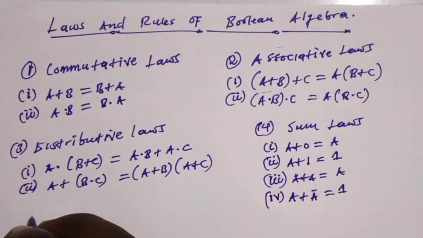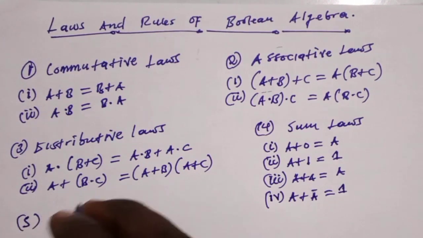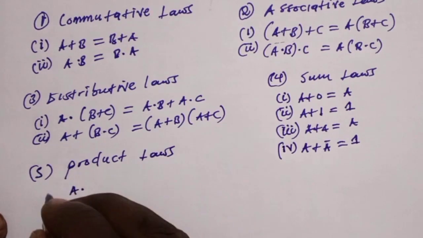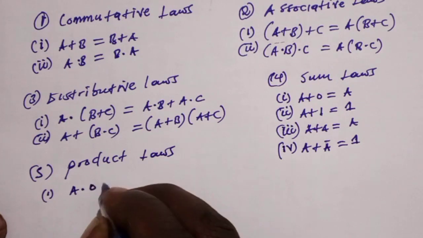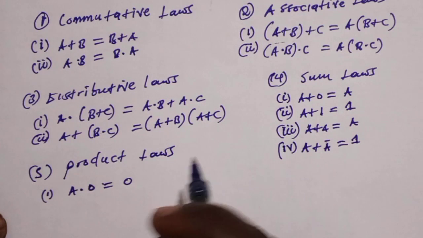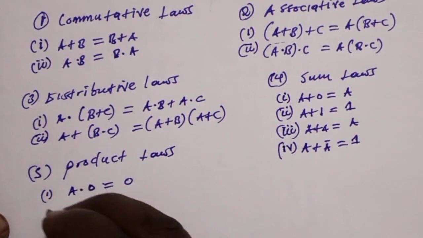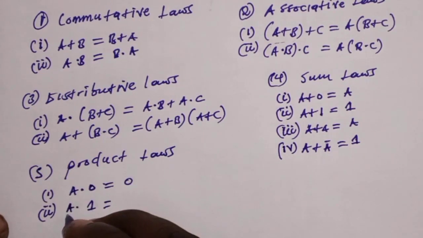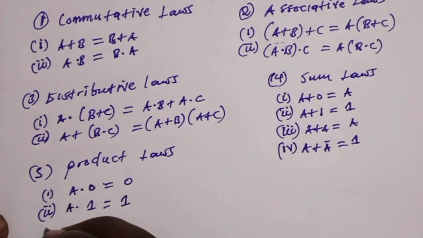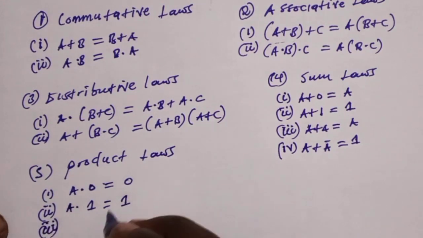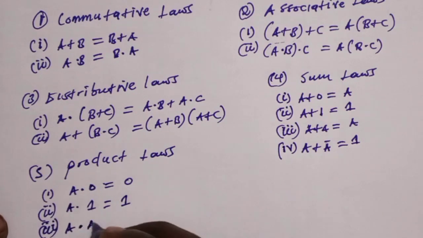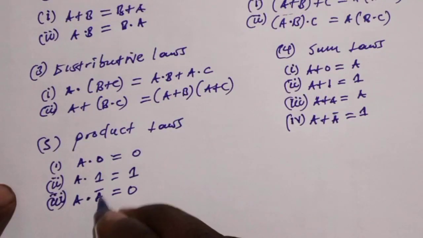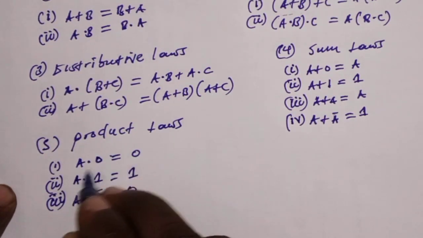So now let's look into another law, law number 5, the product law. If you have A multiplied by 0, it will be equal to 0, because whenever you are multiplying any number with 0, the output will be 0. Then for Roman numeral 2, A multiplied by 1 is equal to A. Then for Roman numeral 3, if you have A multiplied by A bar, the output will be 0, because A bar means not A. That means where there is not A, there is 0. So 0 times A is 0.